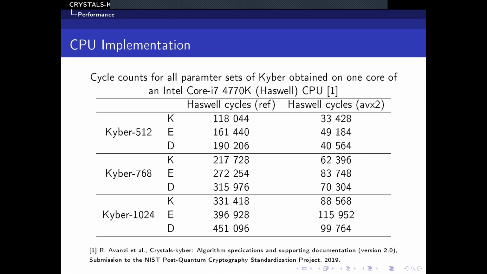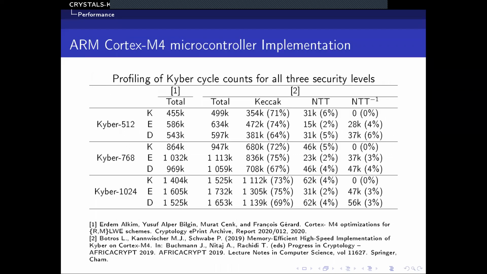For the CPU implementation, the submitter team reports these numbers for one core of the Intel Core i7, and the reference code numbers can be optimized using the advanced vector extension, which is reported here for different categories. For ARM Cortex M4, as you see, we have this number from the reference one, which was recently published and reports the optimized number.